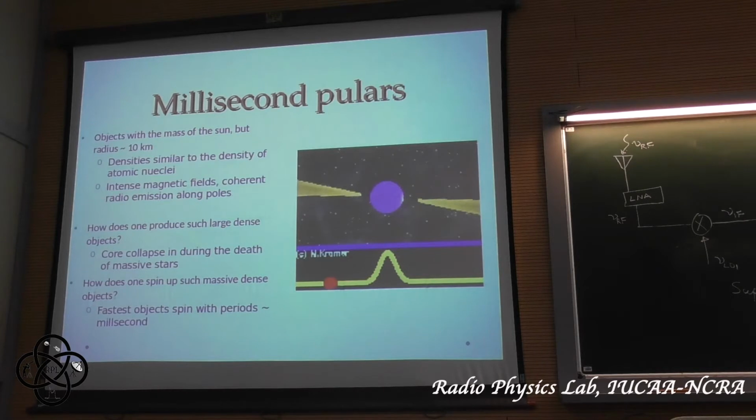But how do you spin up such massive objects, right? How do you spin them up to millisecond periods? A millisecond is like the period of your kitchen mixer. You've taken an object the mass of the sun, and you're spinning it at the rate at which a kitchen mixer is spinning. So how do you do that?